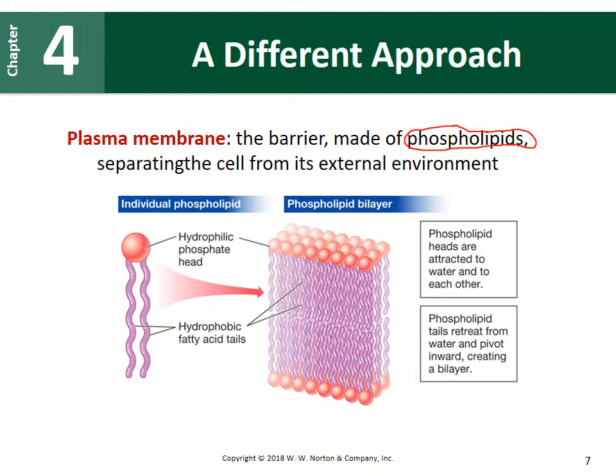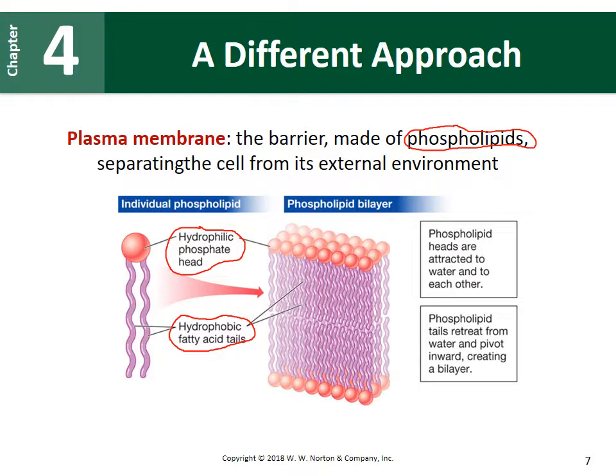So looking at these, phospholipids have two parts. They have a hydrophilic head. This means that that circle head region is water loving. Attached to that, we have two hydrophobic fatty acid tails. And these are water fearing.